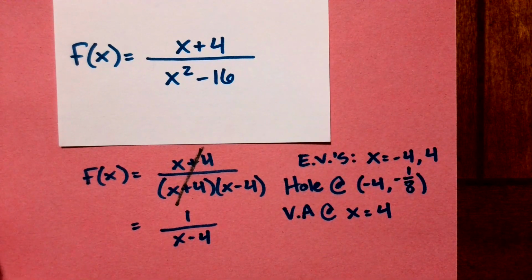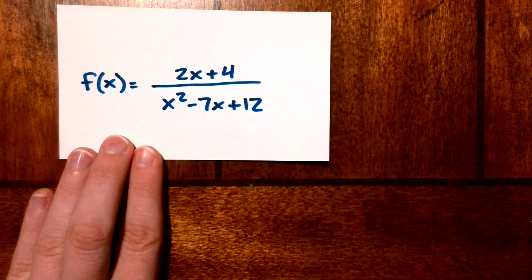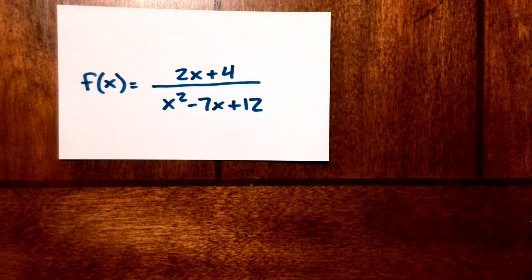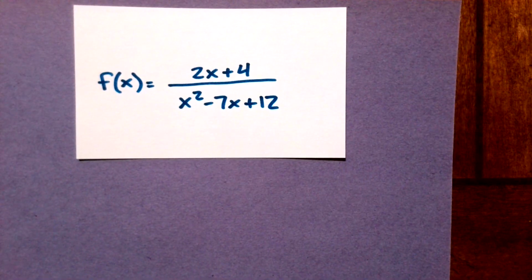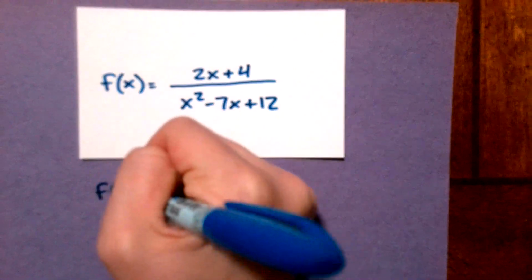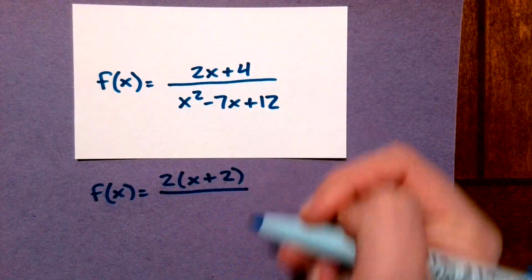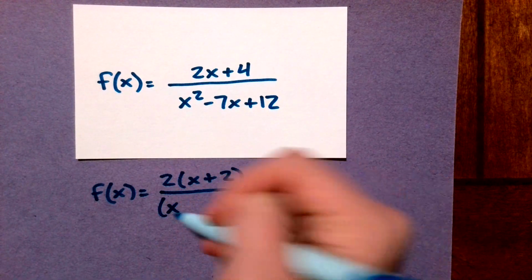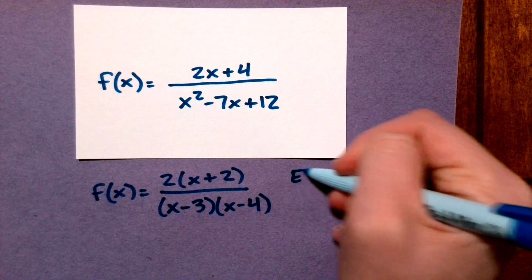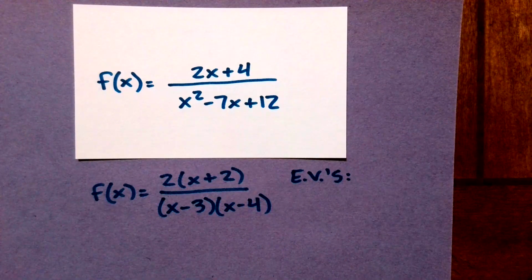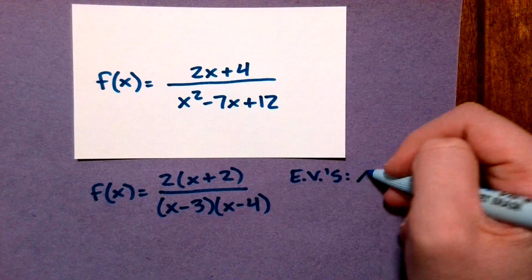Okay, last one. Go ahead and find your excluded values. This will take factoring the denominator. While we're at it, we might as well factor the numerator because of some canceling. Let's see, -3, -4. So we've got excluded values at 3 and then +4, both positive.